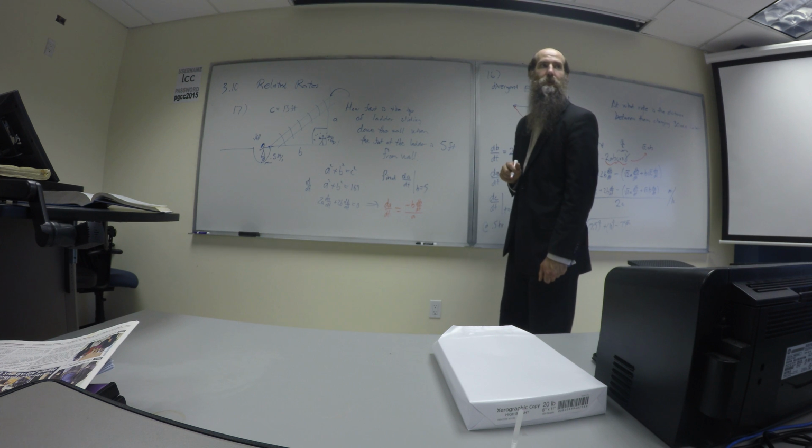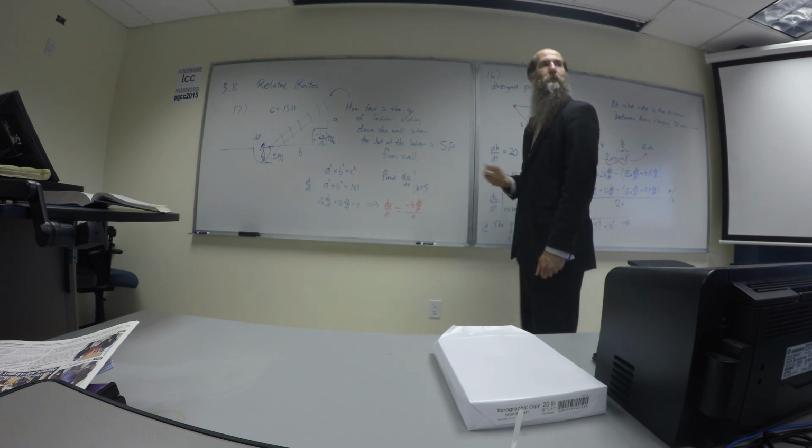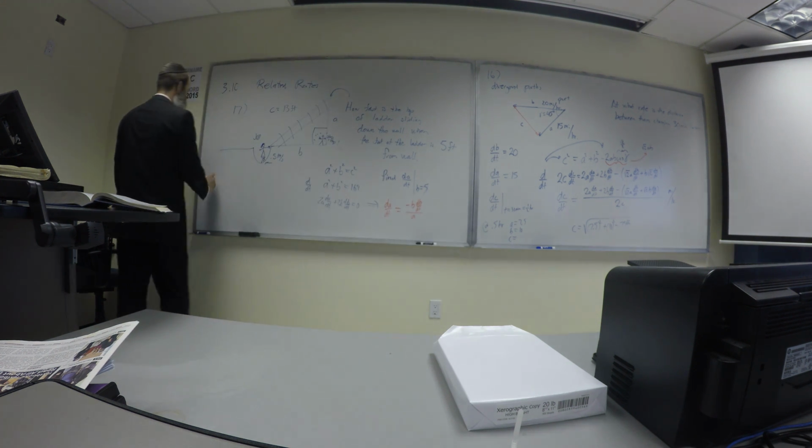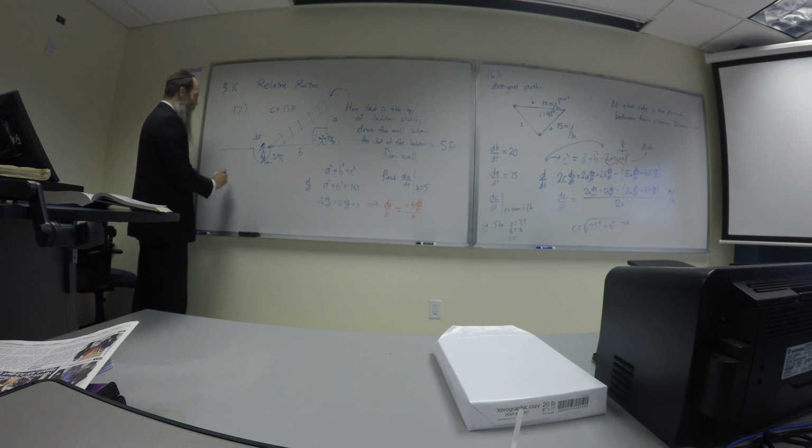I don't have the a. I can use the Pythagorean theorem. I can plug it back into this and find out what a is. So the unknown a squared plus 5 squared equals 13 squared.